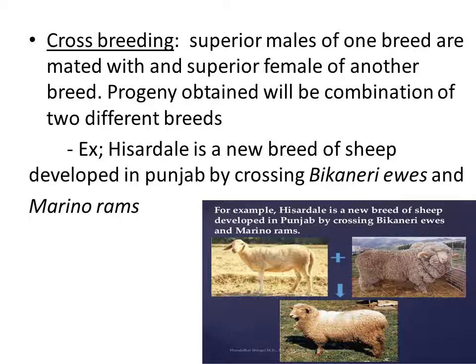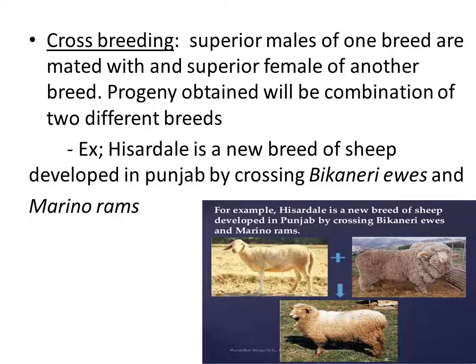So in sheep, the qualities we will look into while breeding are the amount of wool they produce, they should be disease resistant, they should adjust to the particular climatic condition, and they should also give a good amount of milk. So these are the qualities they will look for in the parents before they select.